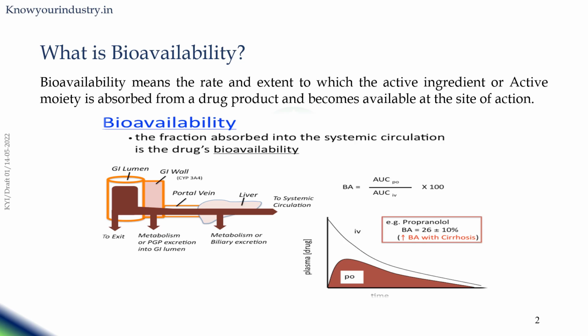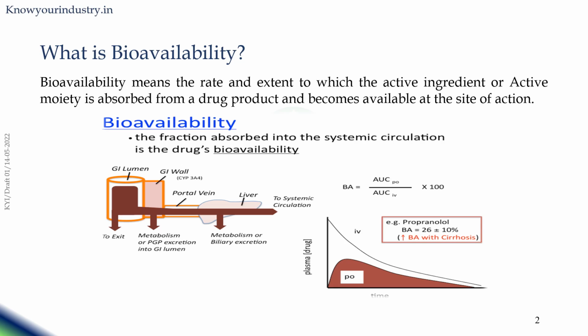of action. This particular diagram shows oral bioavailability, where the drug enters the gastrointestinal tract, and from the GI wall it gets absorbed, goes into the portal vein, and goes to the liver, and also goes to the systemic circulation through the bloodstream. The drug which goes to the liver sometimes undergoes first pass metabolism. The remaining drug reaches the systemic circulation. So this is how drug absorption happens after oral administration of drug products.